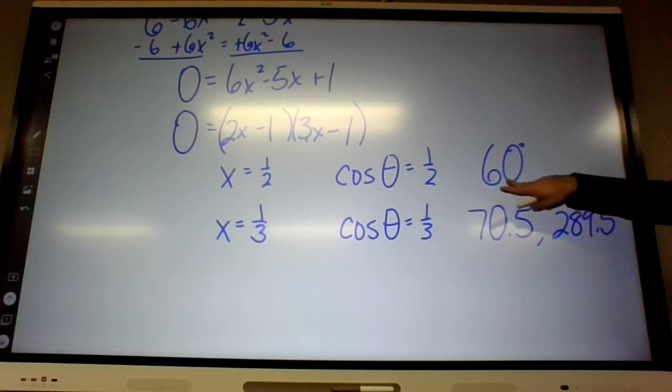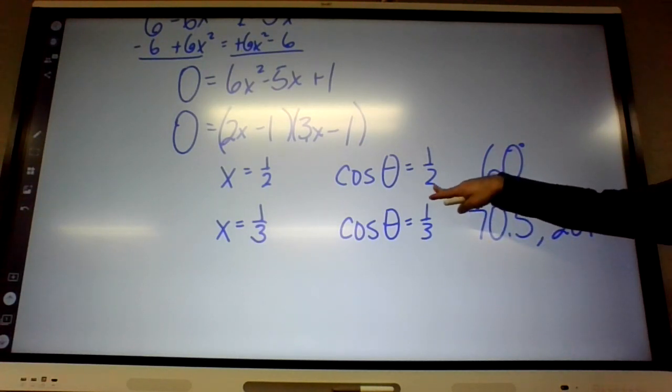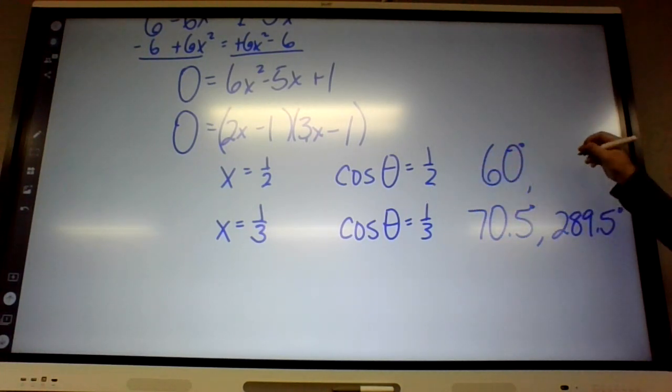Okay, cosine of 1/2 is 60. That's the first quadrant angle. Where else is cosine equal to something positive? Fourth quadrant. How do we find the fourth quadrant angle? 360 minus 60.